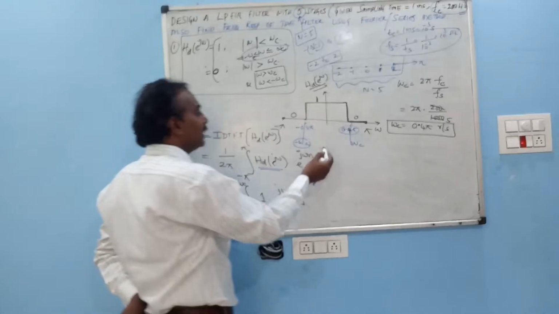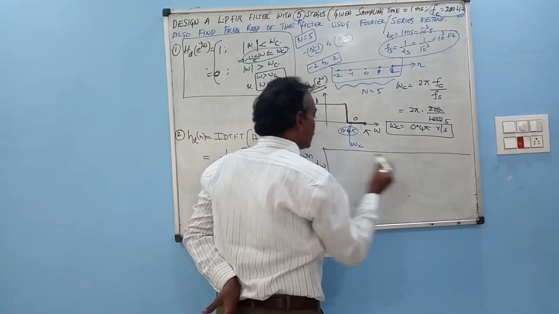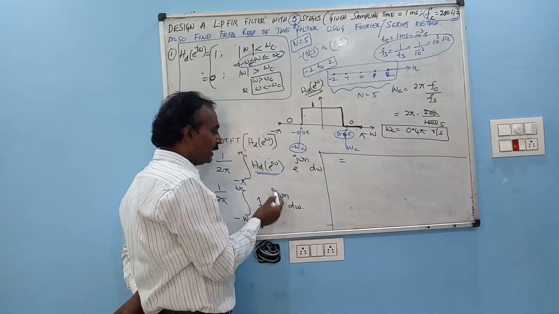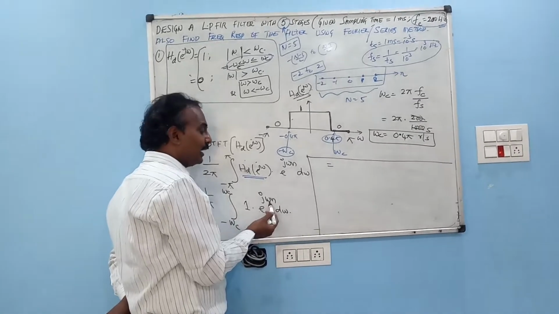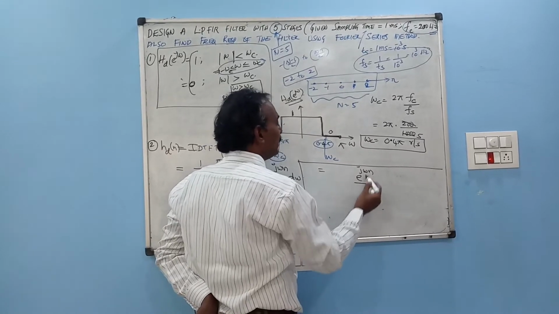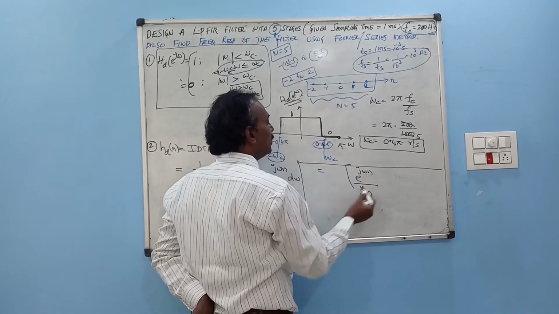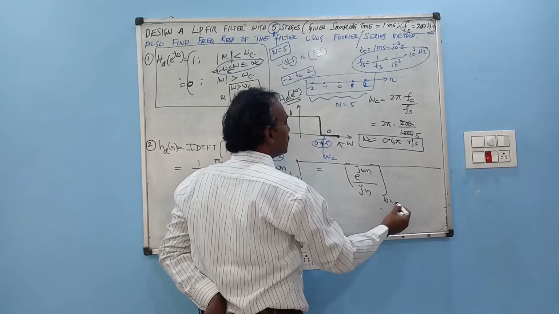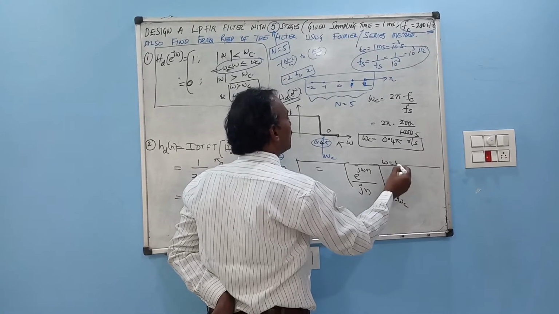Right? So once we get the value, let me integrate. The integral of e power j omega n is e power j omega n divided by jn, since the coefficient of omega is jn. Now the limits are omega equal to minus omega c to omega equal to plus omega c.